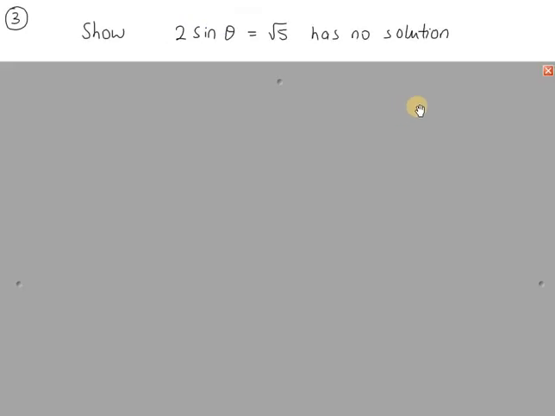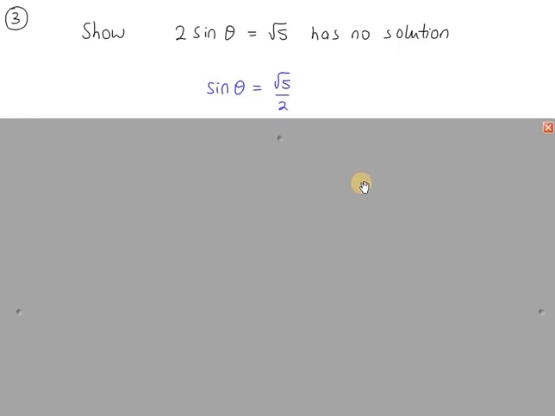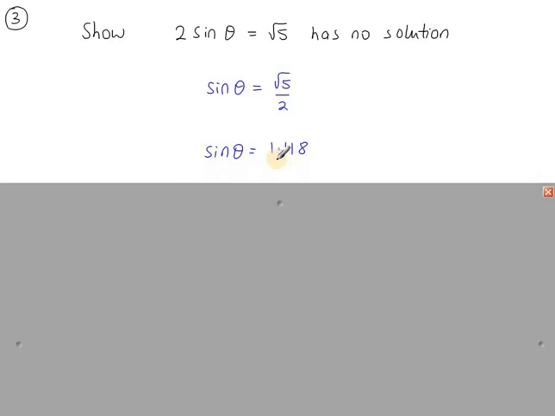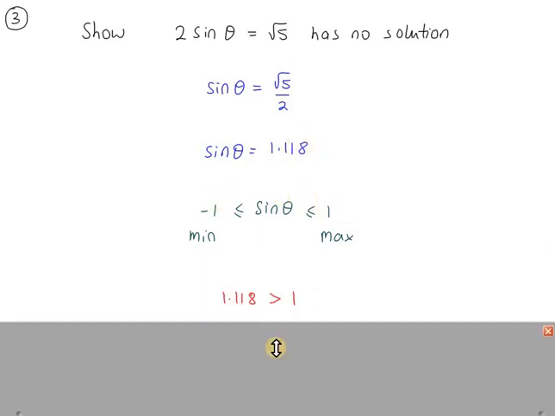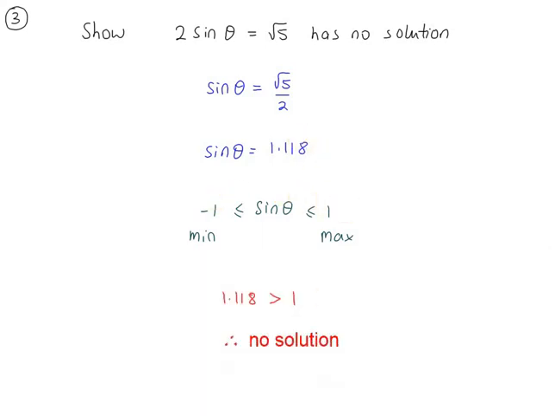Example 3. To show that this equation has no solution. So we divide by 2. So sine theta is root 5 over 2, which is approximately 1.118. And remember here, sine theta is the sine ratio. And the sine ratio on your graph on the vertical axis goes between minus 1 and plus 1. So this value is greater than 1, therefore no solution.